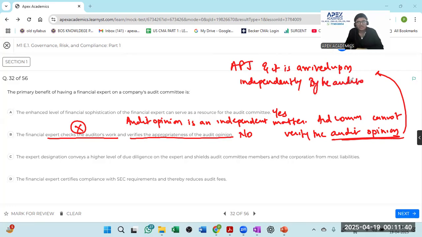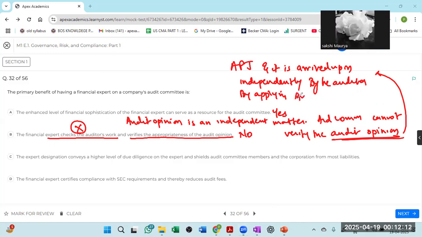by the auditor by applying audit procedures, and acquiring sufficient and appropriate audit evidence. Agreed or disagreed? But I will not use the word sufficient and appropriate audit evidence here, because even if you don't acquire sufficient and appropriate audit evidence, you can give an opinion, and that opinion is known as a disclaimer of opinion. Please try to understand. Sakshi, do you agree with that statement? Yes, sir.